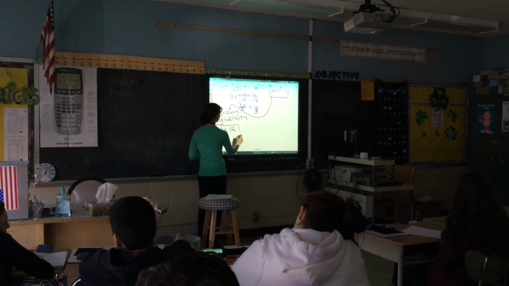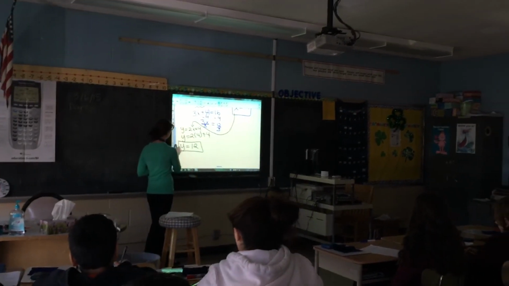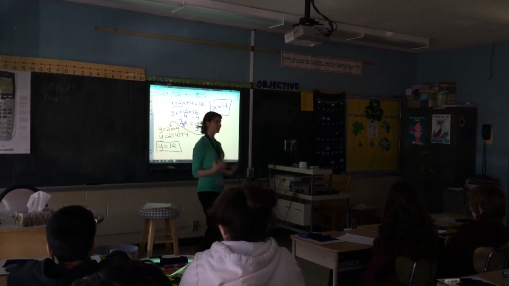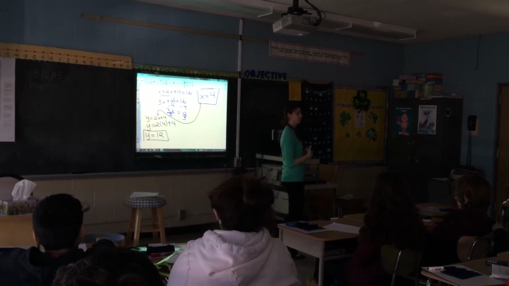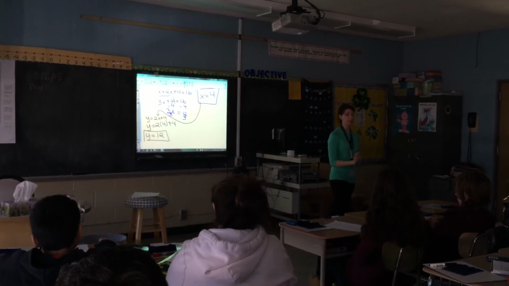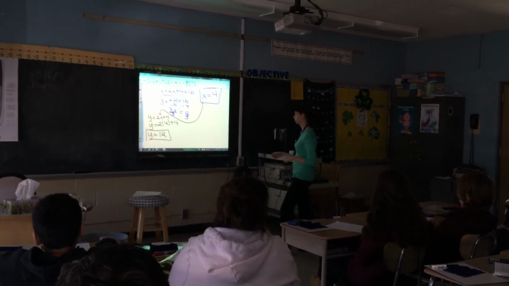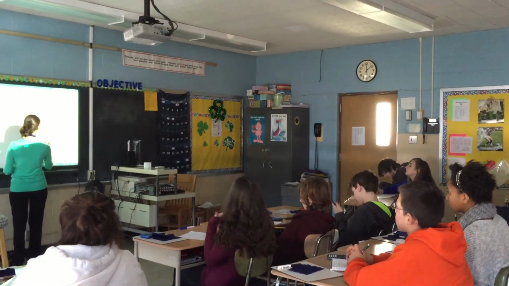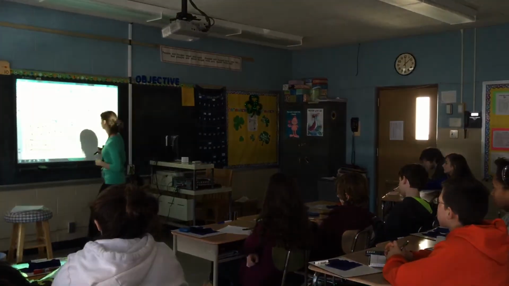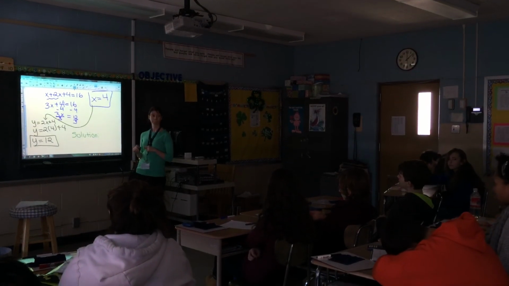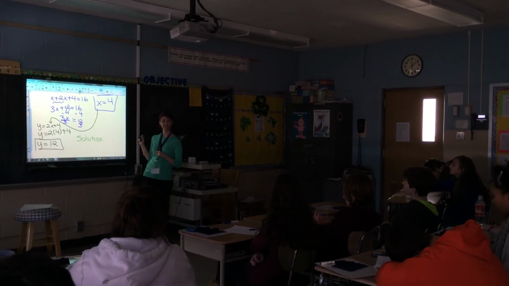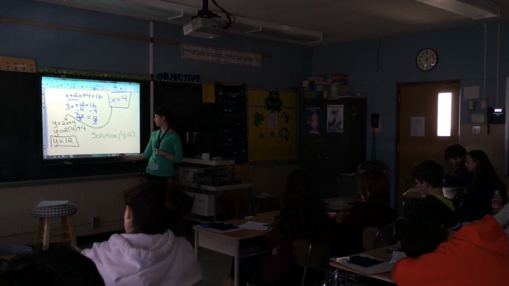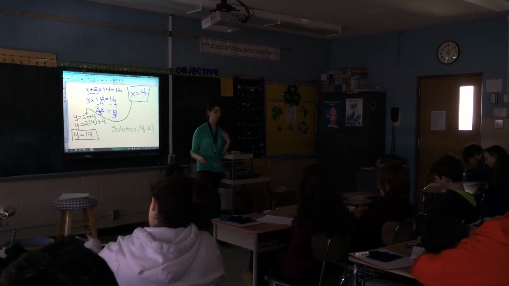Good. So now I have my x value and my y value. Have I yet written a solution? No. Kelsey, can you help me write the solution? What is x? 4 and 12. 4, 12 as a coordinate point or an ordered pair.